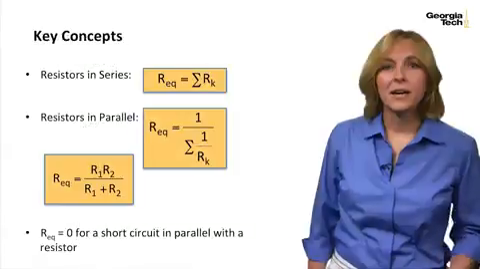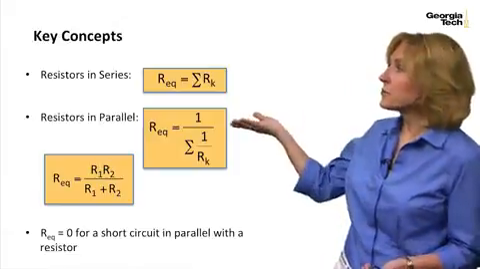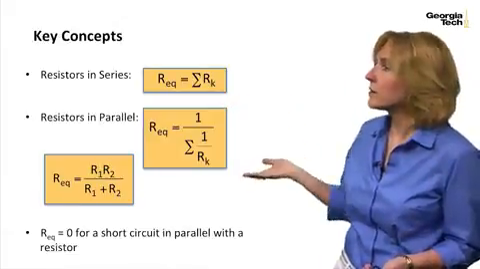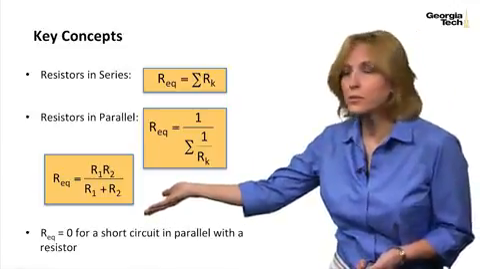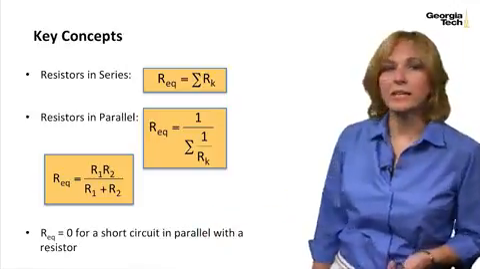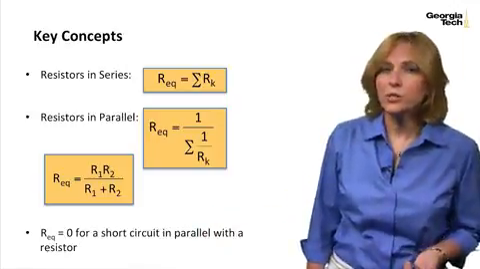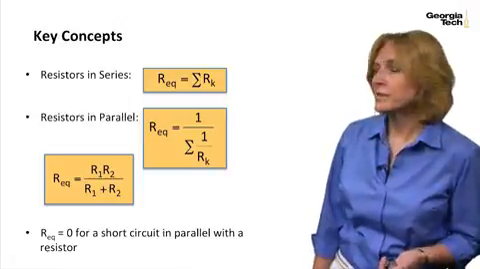Now, in summary, the key concepts we've gone through are resistors in series. This is my formula here. Resistors in parallel, that's my formula. And remember, for 2 resistors, it reduces down to this form. And the other thing that we've talked about is when I have a short circuit in parallel with a resistor, then the equivalent resistance is 0.